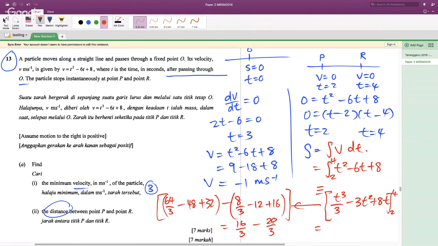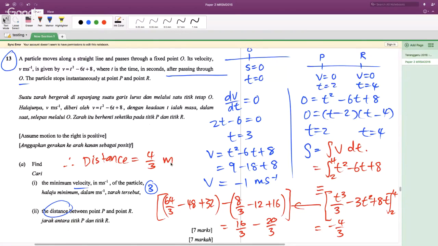Negative 4 over 3. Because this one is distance, right? So therefore, I will say the distance between them is just 4 over 3. If this is meter per second, I'm going to call it meter. But let me just confirm whether my answer is correct, because this is 7 marks. This is question 13, and the answer is 4 over 3. It's correct. All right, so let me move on to part B.